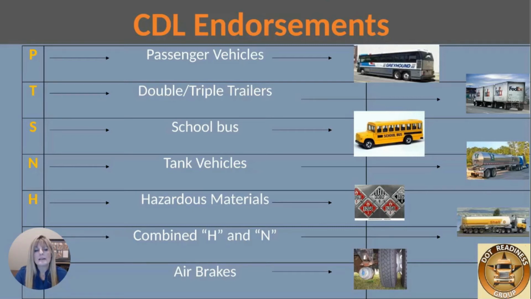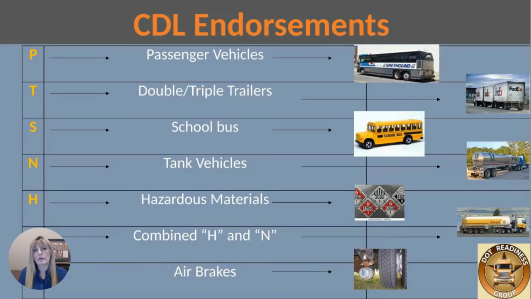And then air brakes technically isn't an endorsement, but there are restrictions for air brakes. So if you ever see any restrictions on a license that say restricted air brakes, that means they can't drive anything with air brakes. They can't drive a bus that has air brakes. They can't drive a tractor trailer if it's air brakes. Most of the time, whenever you see Class A CDL with an air brake restriction, that typically means that they've been driving hot shots or pickups, trailers without air brakes.